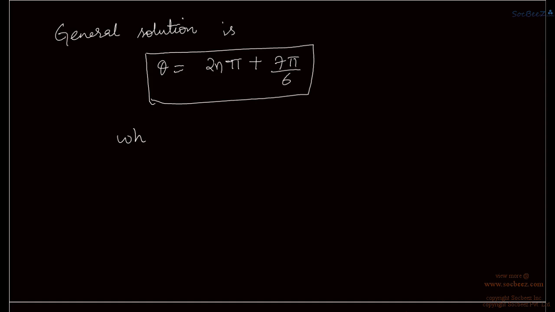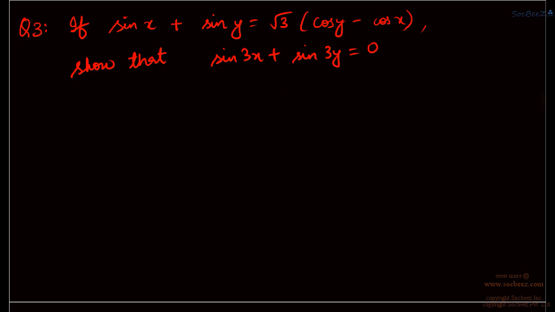The only thing you have to note here is n is an integer. So it can take positive, negative, 0, anything, but only integral values, that is 1, 2, minus 1, minus 2, these kinds of numbers. So this is the value of theta satisfying the answer. Okay, so let's go to the next question now.